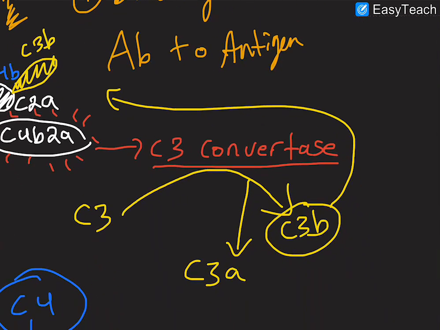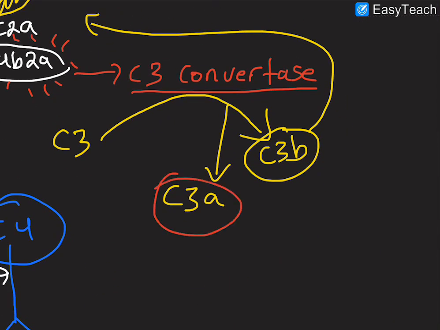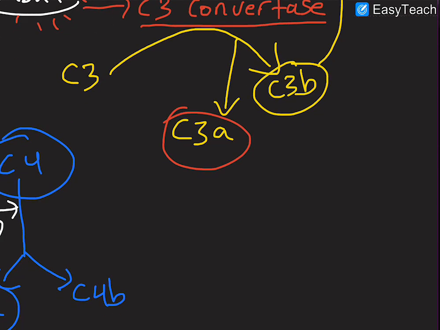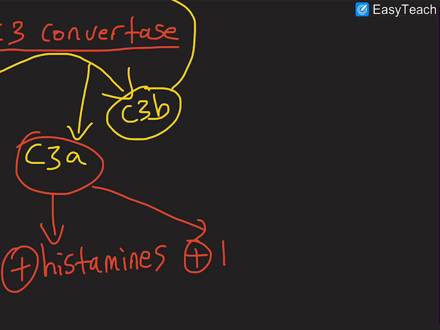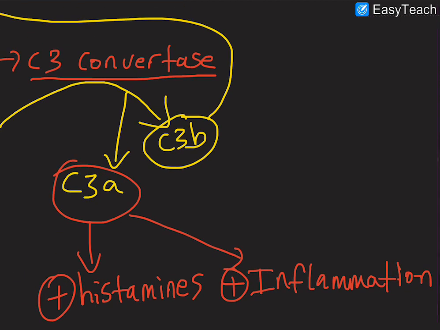But before we do that, let's see what C3a is good for. C3a is actually a good molecule for activating histamines, which we know can lead to vasodilation and swelling and so on. It can stimulate inflammation. It's a potent stimulator of inflammation, which is good for attracting white blood cells to the area where this pathogen is trying to infect.